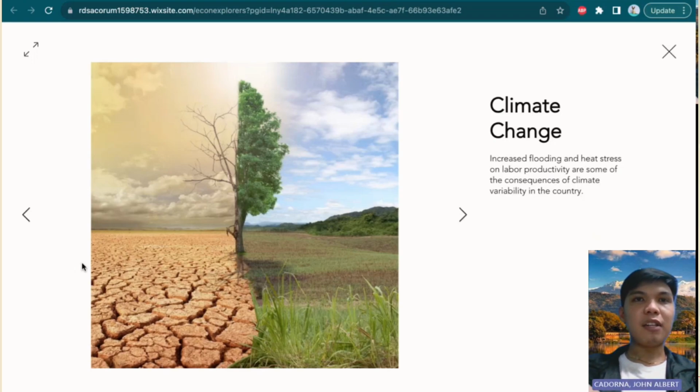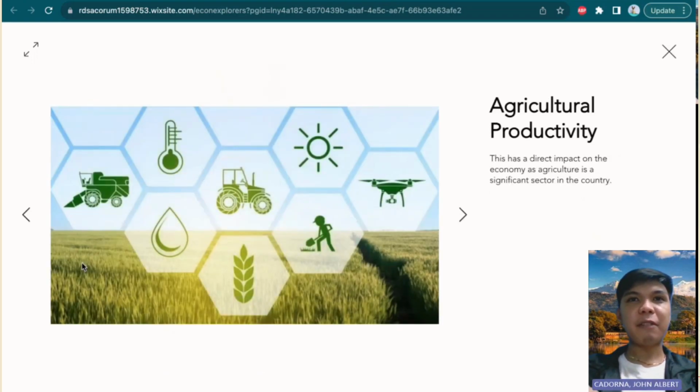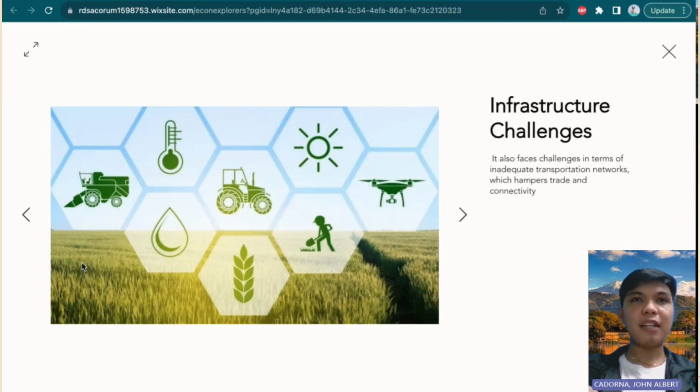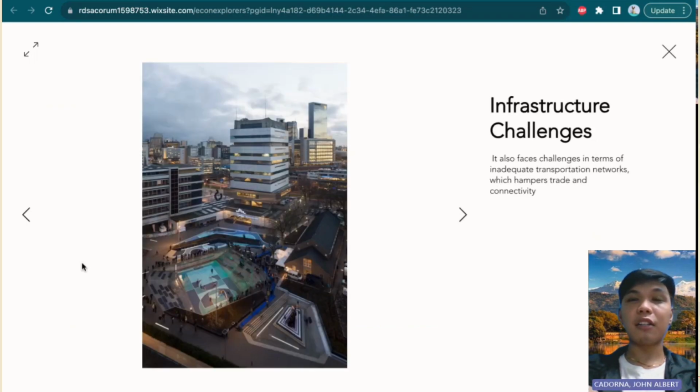Then, agricultural productivity. Climate variability has led to lower agricultural productivity. In Nepal, this has direct impact on the economy as agriculture is a significant sector in the country. After that, the infrastructure challenges because it is a landlocked country with limited resources for economic development.